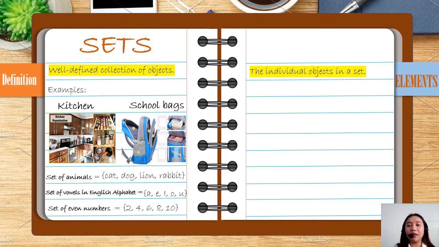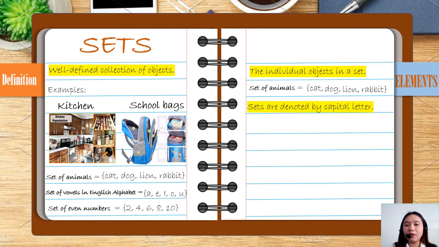Here, we have elements, the individual objects in a set. Elements are separated by commas within braces. So we're going to use braces and commas. For instance, from the set of animals, our elements are cat, dog, lion, and rabbit. As you can see, we use braces and commas. So we have 4 elements in the set of animals.